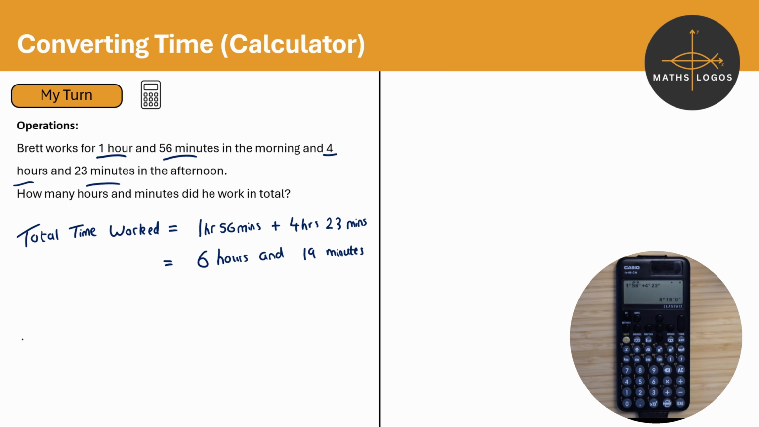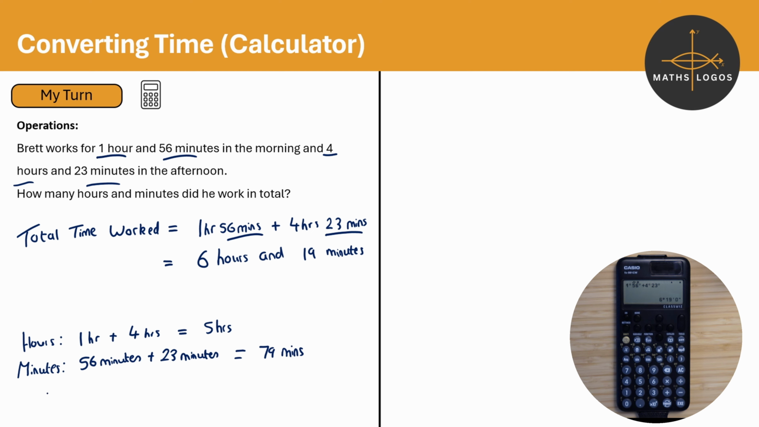The other way to do this question is to look at the hours and minutes separately. So the hours would be 1 hour in the morning, and then 4 hours in the afternoon. So we know that that comes to 5 hours. And then we take our minutes, and this is going to go above 60, so we'll need to convert it back into hours. So we add 56 minutes and 23 minutes. If we add those together, it gives us an answer of 79 minutes.